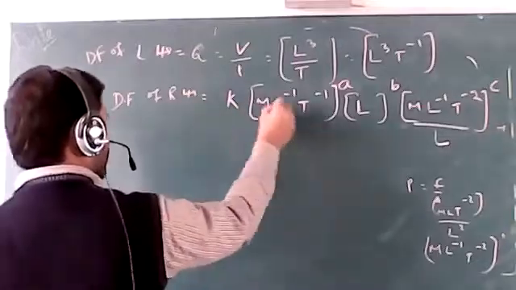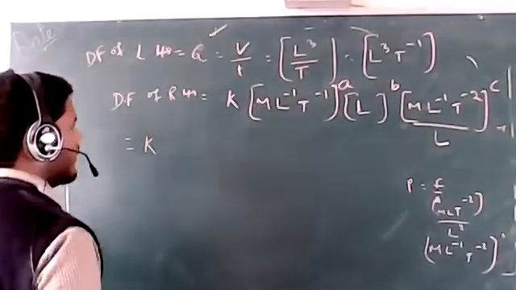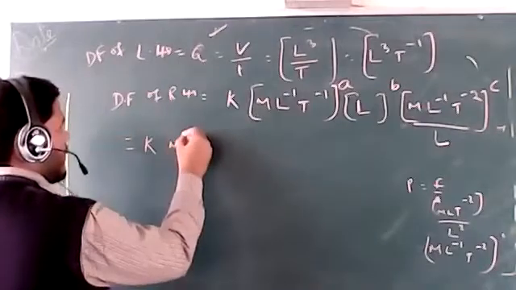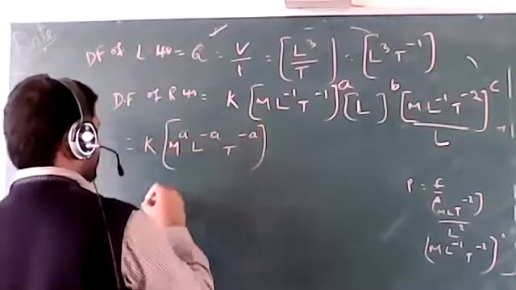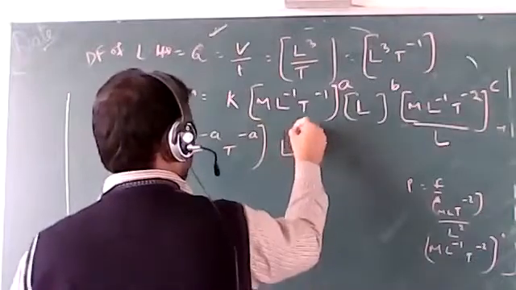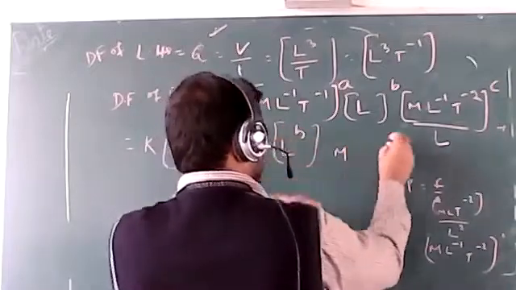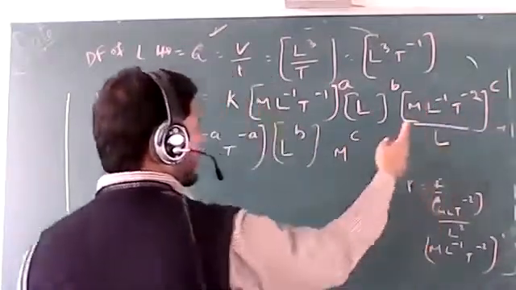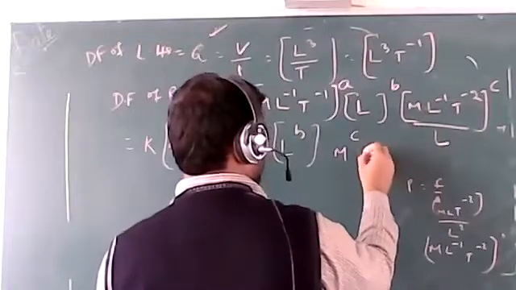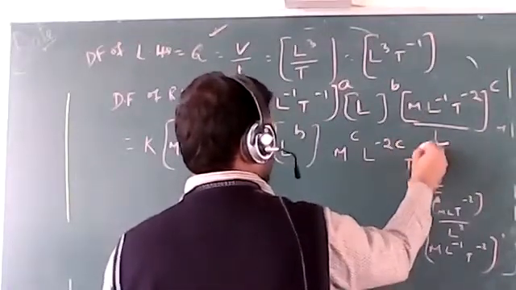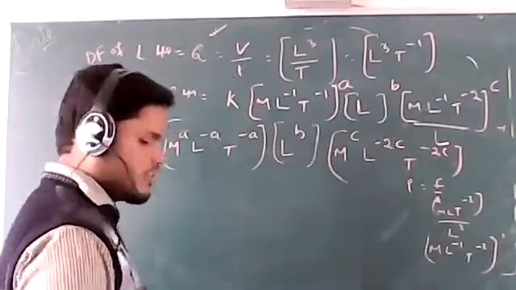So this is the dimension formula of RHS and this is the dimension formula of LHS. Here just see that k into M to the power a, L to the power minus a, and T to the power minus a. And L to the power b. And here M to the power c, and L goes to the numerator, so L to the power minus 1 and minus 1 gives minus 2, so L to the power minus 2c, and T to the power minus 2c. So what is the value of this?